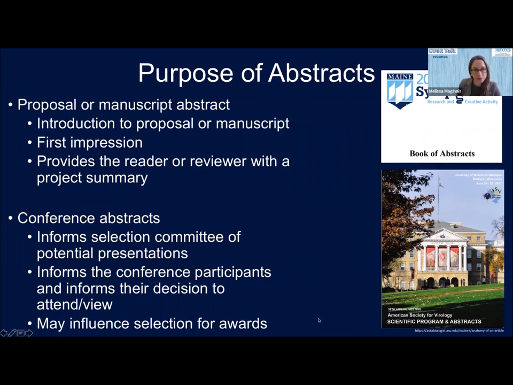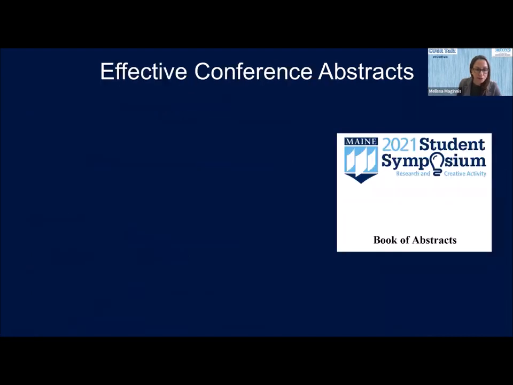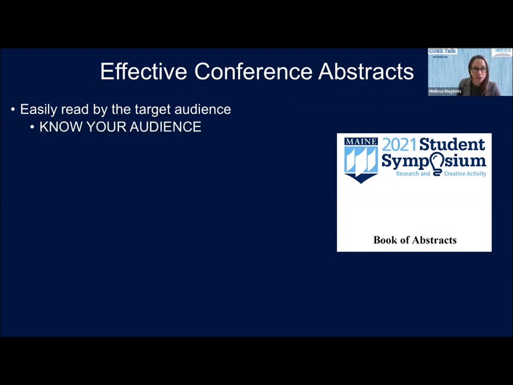So how do we go about writing an effective conference abstract? So first thing is, it has to be easily read by the target audience. And this is the number one rule in all of writing and all of presenting: know your audience. Who are you writing this for? You want to make sure that everyone can easily understand the information that you are putting into the abstract. And so sometimes that could be different.